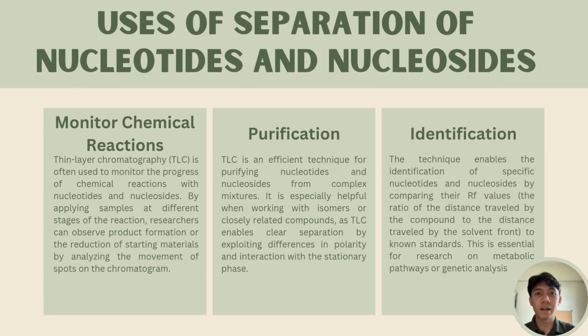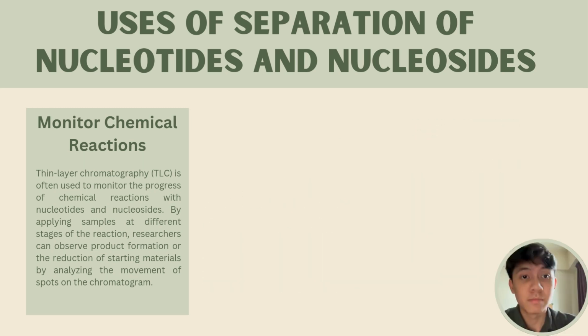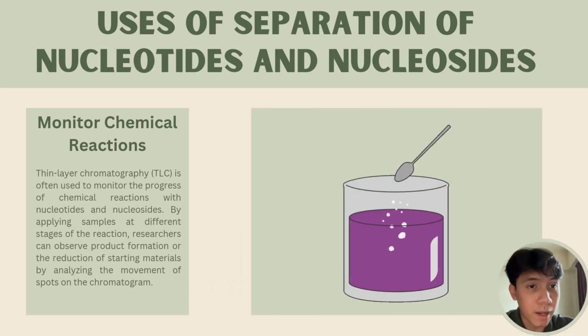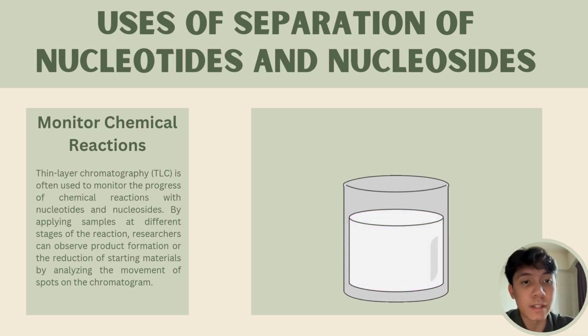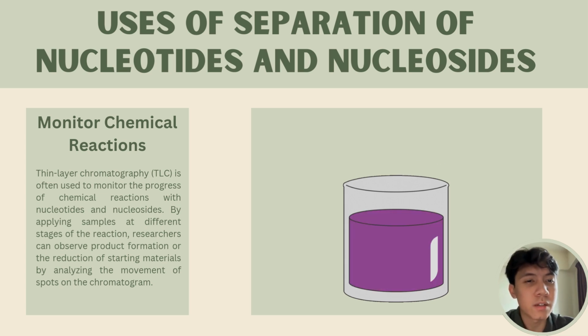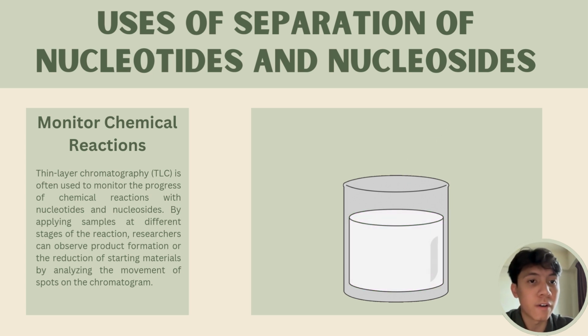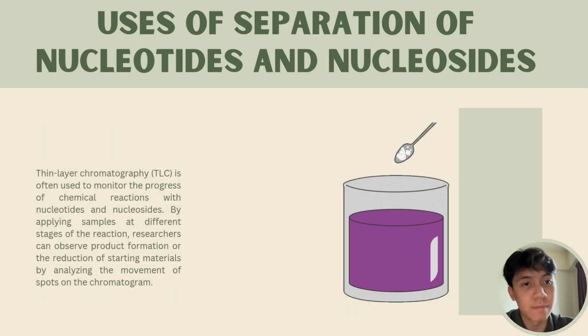Hello, my name is Haris bin Azmin, and I will be talking about the uses of separation of nucleotides and also nucleosides. First, it is used to monitor the chemical reaction. Next, we can use it for purification and also for identification. To elaborate, this method can be applied by applying the samples at different stages. This way, researchers can observe the formation of the product by observing the movement of the spots on the chromatogram.